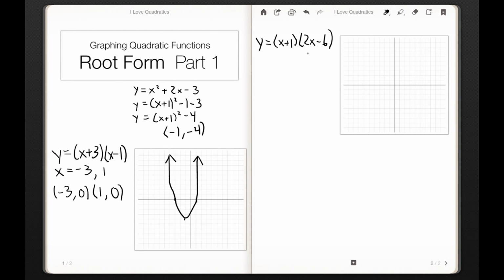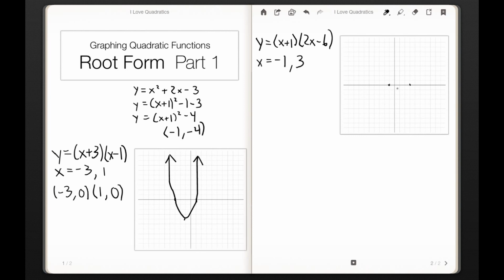Okay, so for this one, we are also in root form. Root form meaning we have 2 factored terms here. It's basically the standard form, but it's already been factored. And from this form, we call it the root form because it's very easy to find the roots. We just have to find, how do we make either of these terms equal to 0? Well, for the first term, to make x plus 1 equal to 0, we make x negative 1. For the second one, to make 2x minus 6 equal to 0, x will be 3, so we'll have 6 minus 6. So the 2 roots here are going to be y equals 0 at x equals negative 1 and x equals 3.